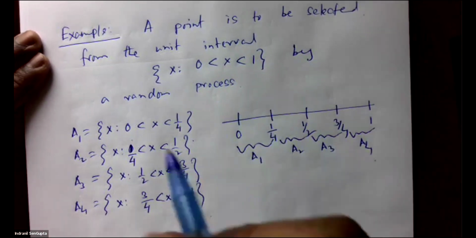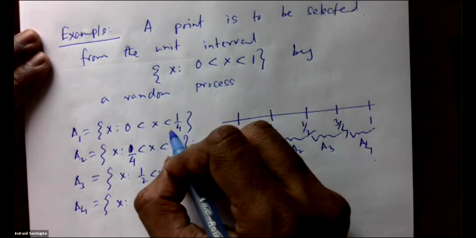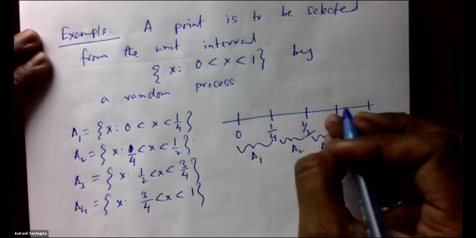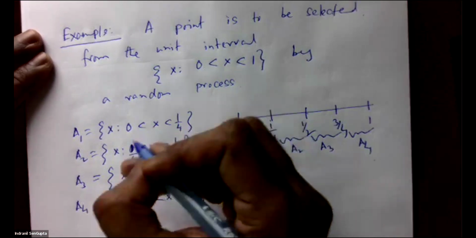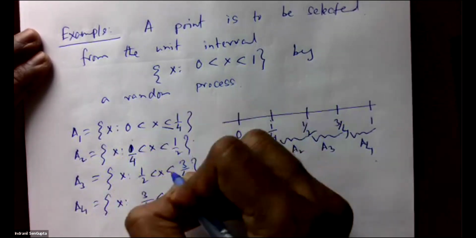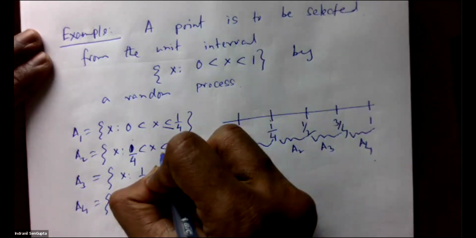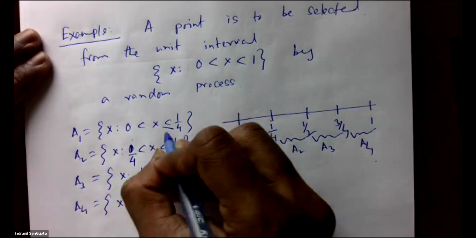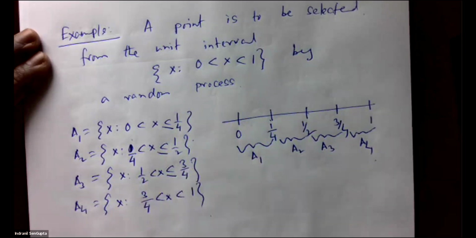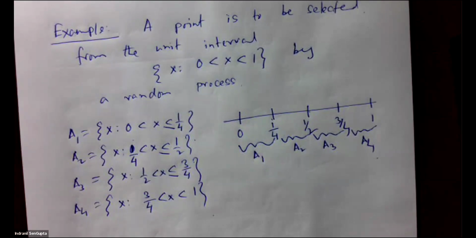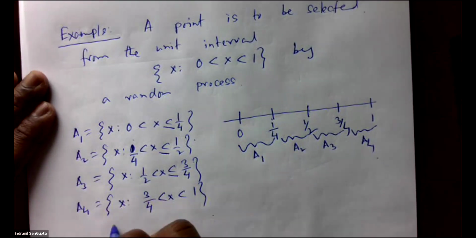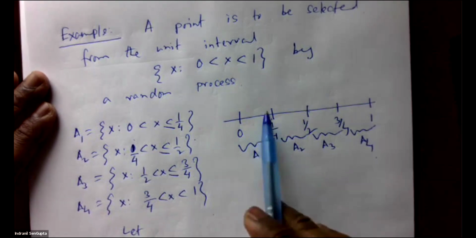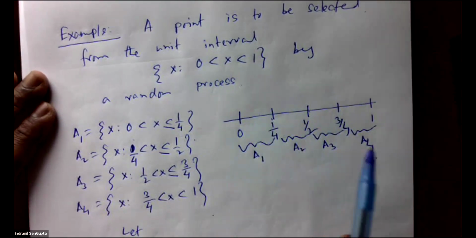Since now the way I wrote it, it looks like these 3 points are not included. Let's make it include them also. So A1 includes this one, A2 includes 1/2, and A3 includes 3/4. The last one does not include the last point. Okay. So we are basically picking up points in these intervals, right?